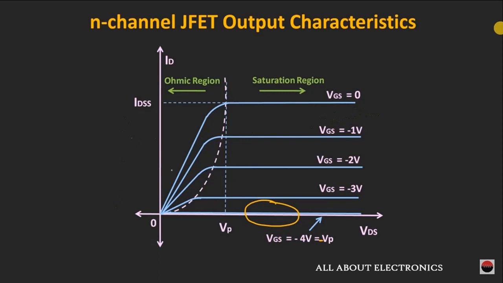Then the second region of operation is the saturation region. So in this region, whenever this drain to source voltage or VDS is more than this pinch off voltage Vp, at that time the drain current will almost remain constant. And the third region of operation is the cutoff region. So whenever this VGS is greater than or equal to Vp, at that time this drain current ID will be approximately equal to 0. And we can say that the device is turned off.